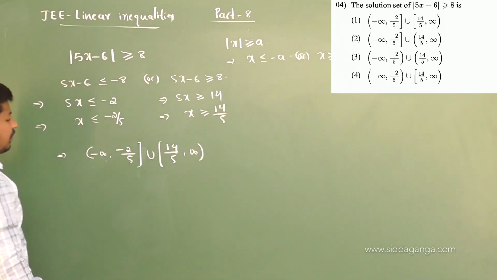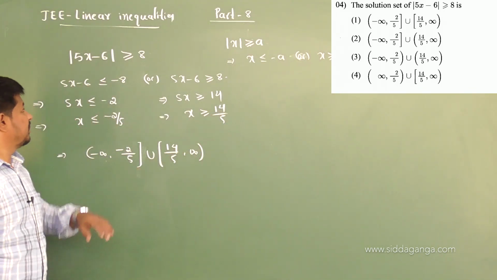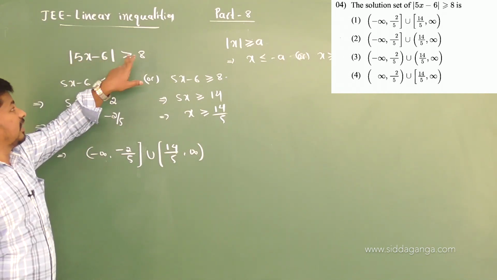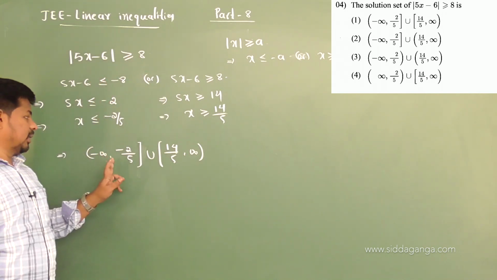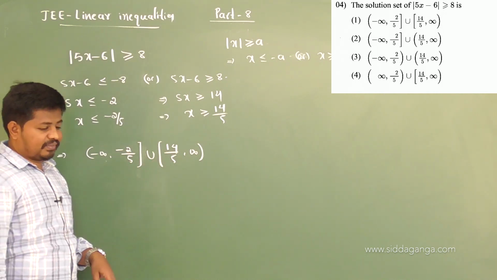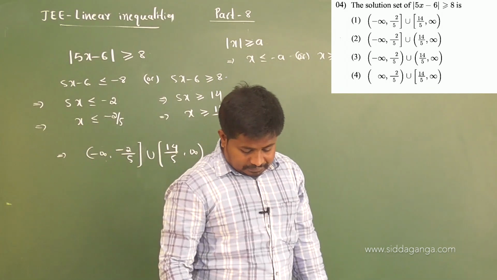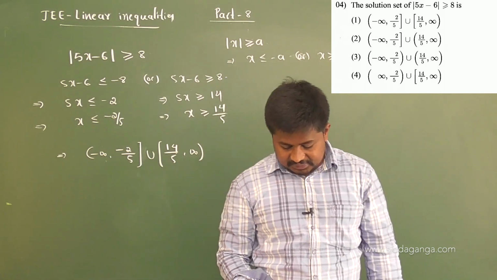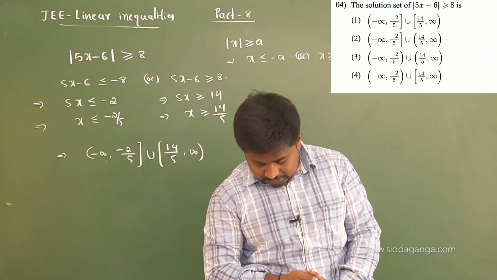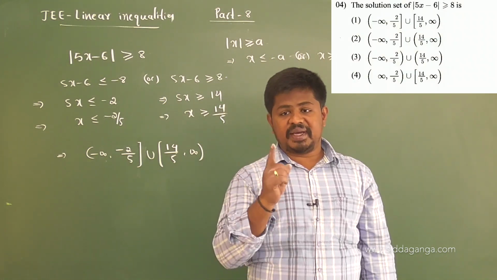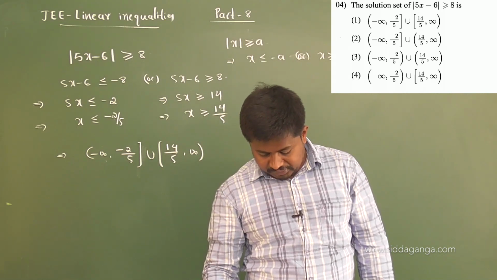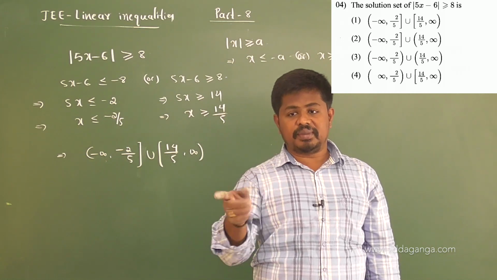X is greater than or equal to 14 by 5. So this will be the required answer. I mean, modulus of 5x minus 6 is always greater than or equal to 8 only when x values come in this interval: minus infinity to minus 2 by 5, union 14 by 5 to infinity. So this is your required answer. So option first is the correct one. In the option first, you make a change there: minus infinity to minus 2 by 5.